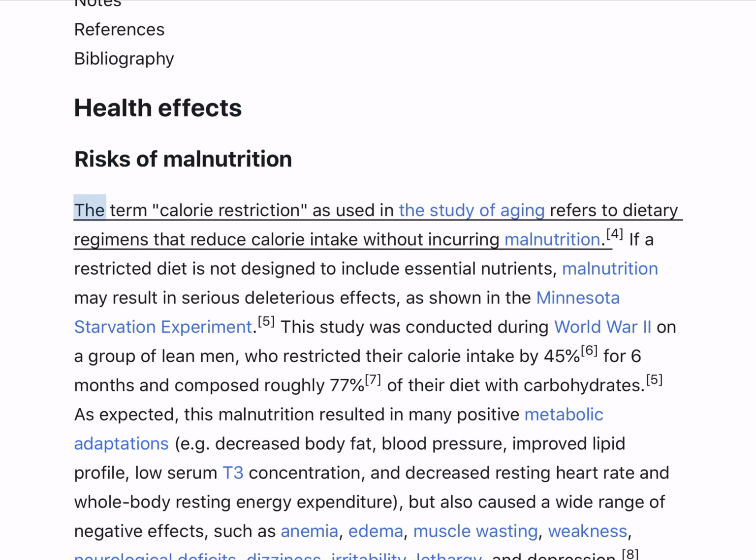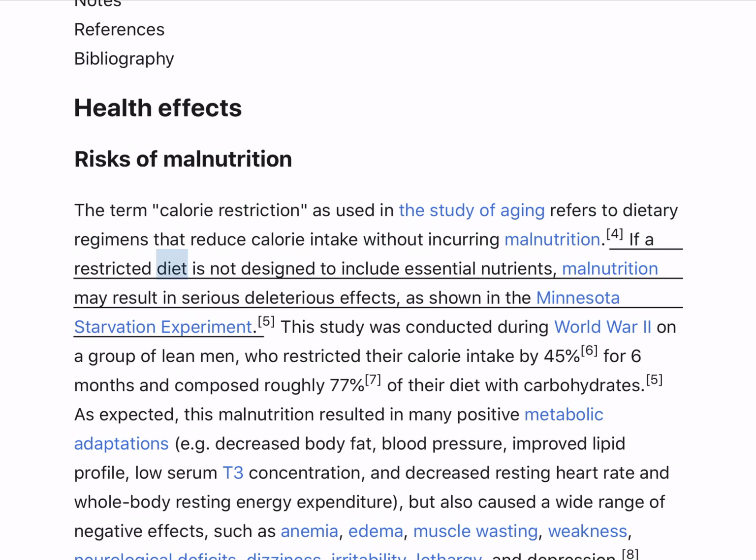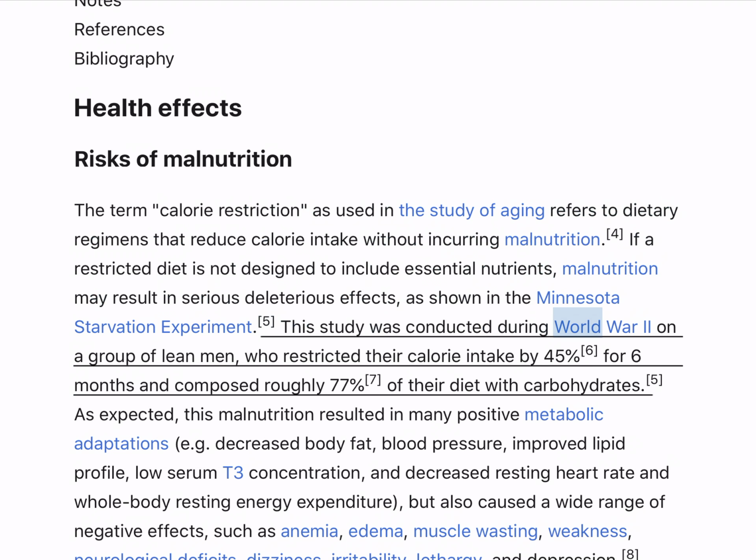Risks of malnutrition. The term calorie restriction, as used in the study of aging, refers to dietary regimens that reduce calorie intake without incurring malnutrition. 4. If a restricted diet is not designed to include essential nutrients, malnutrition may result in serious deleterious effects, as shown in the Minnesota starvation experiment. 5. This study was conducted during World War II on a group of lean men, who restricted their calorie intake by 45%. 6. For 6 months and composed roughly 77%, 7, of their diet with carbohydrates.